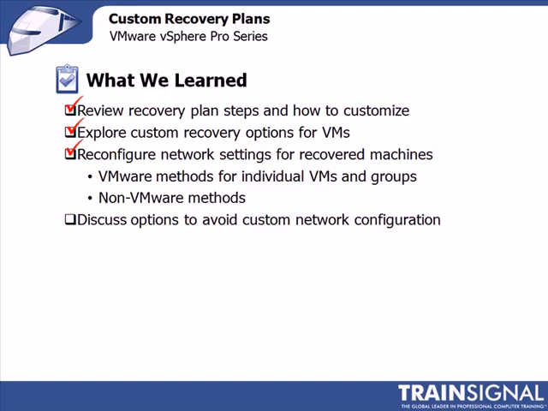We focused on VMware methods for individual virtual machines and groups using the VMware customization specification in order to create a specification file that can use Windows sysprep to reconfigure the network settings for the virtual machines. We also highlighted some non-VMware methods that might be of use to you, whether you're scripting or using DHCP. And finally, we focused on a few slides to talk about options that you could explore to avoid having to have custom network configuration within the SRM environment.